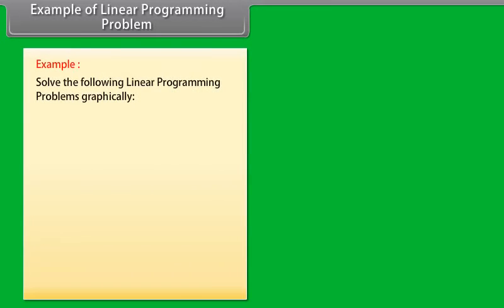Example. Solve the following linear programming problem graphically. Maximize z = 3x + 4y, subject to the constraints x + y ≤ 4, x ≥ 0, y ≥ 0.